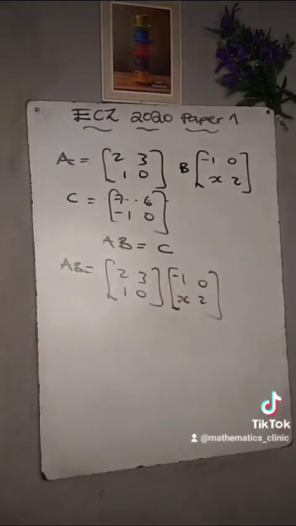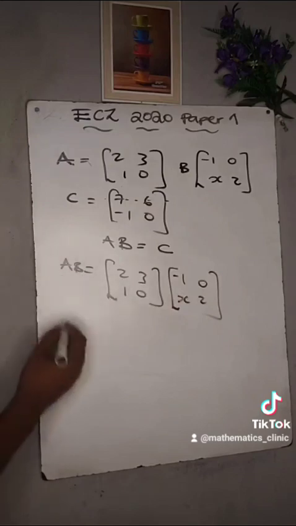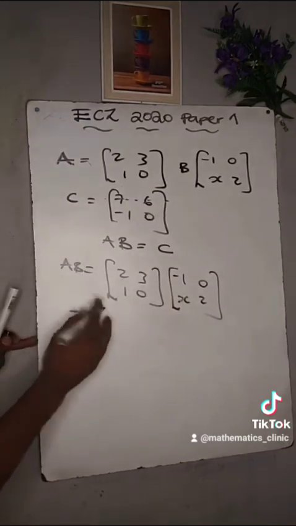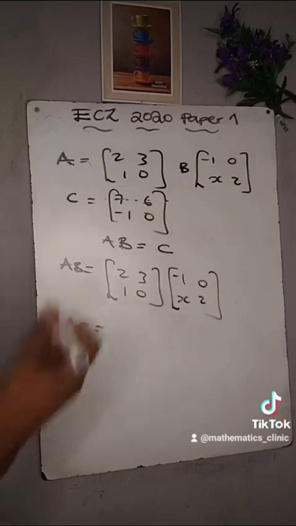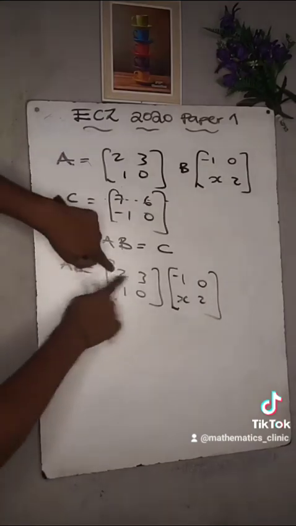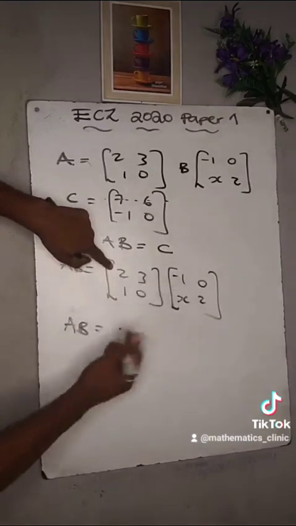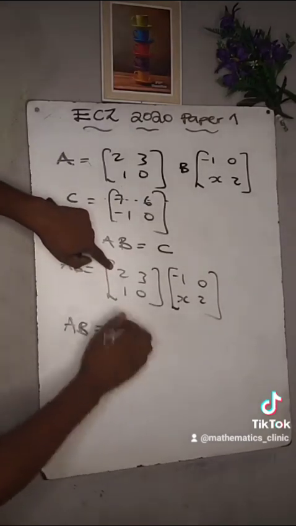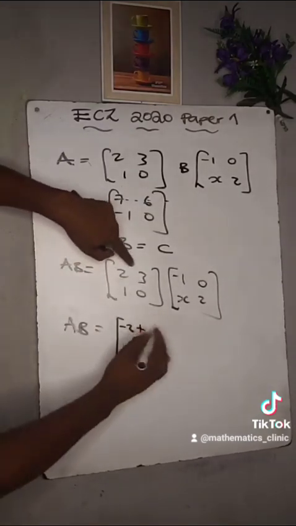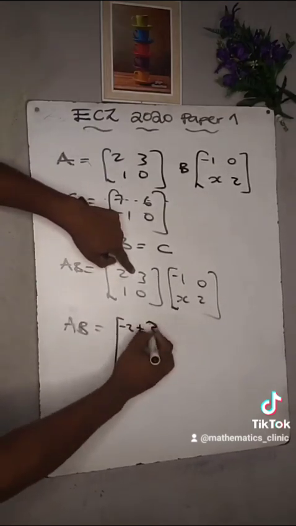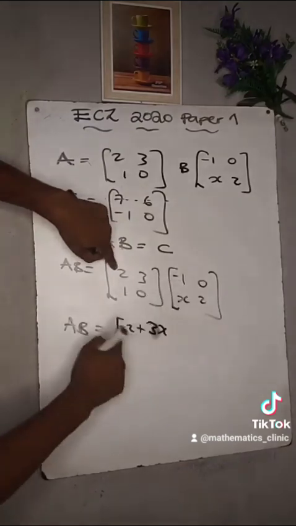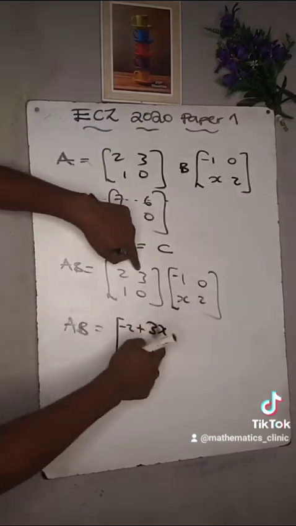When you're multiplying matrices, what we do is this. We say row by column, so it will be 2 times -1, which gives -2. Then plus 3 times x, we get 3x. Sorry, 3x.